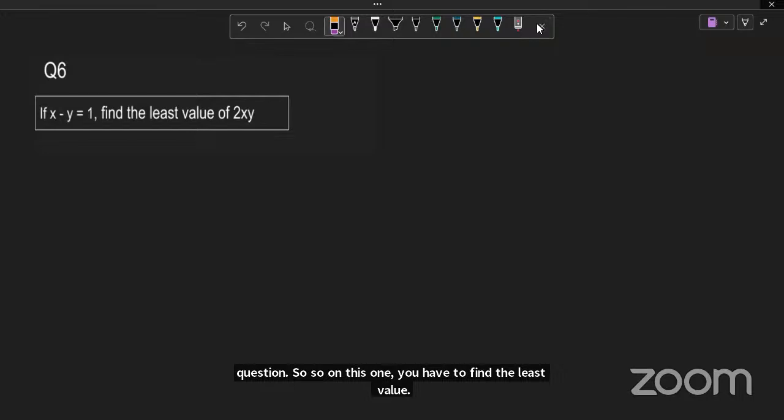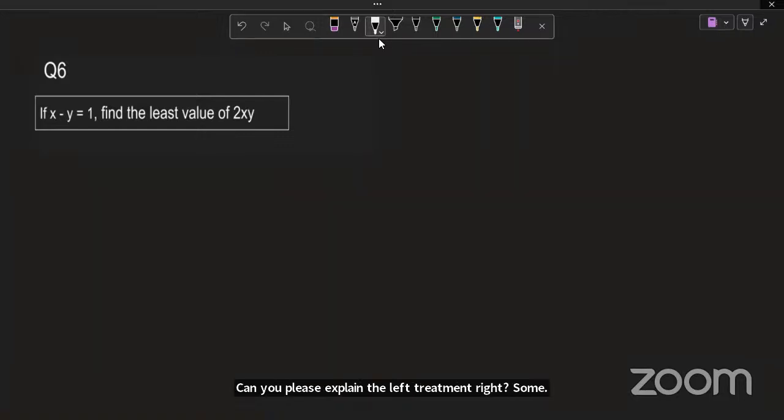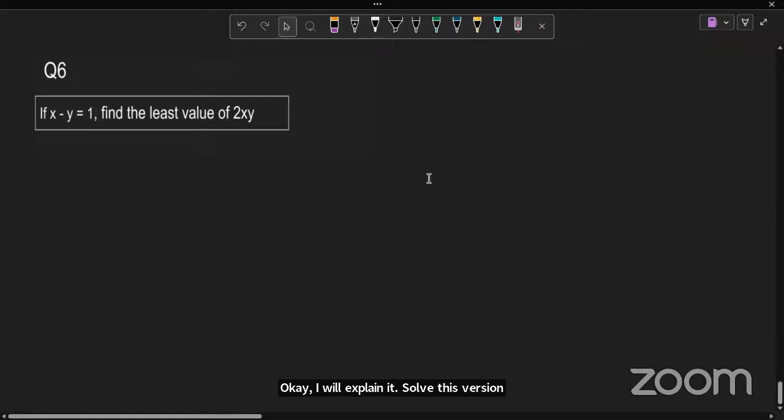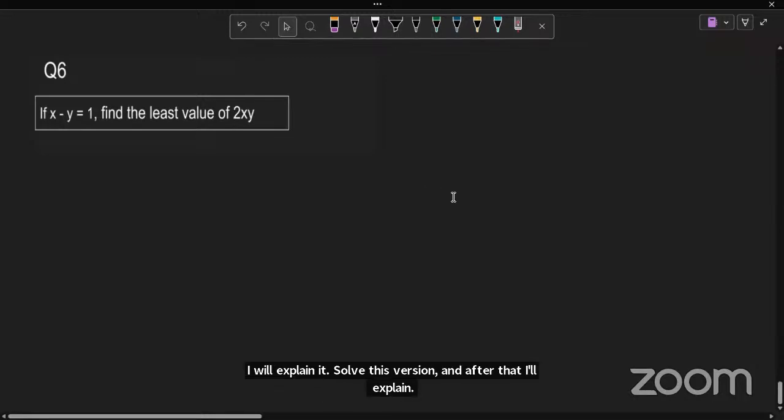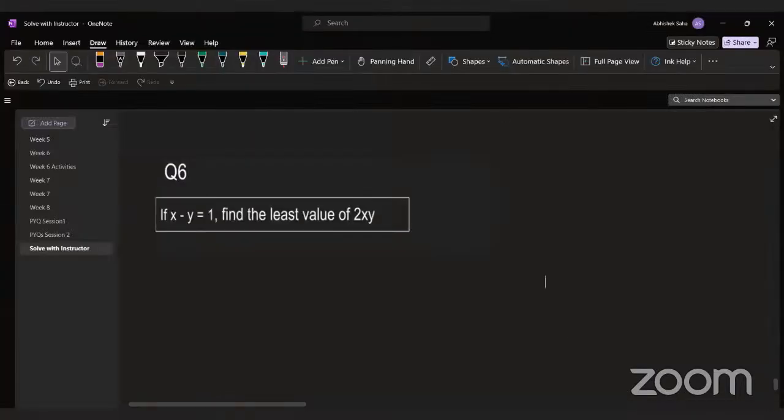Very simple, sir. Sir, can you please explain the left Riemann sum and right Riemann sum? Okay, I will explain it. Solve this question and after that I will explain. I'm waiting for your response. Please put your answers in the chat box.